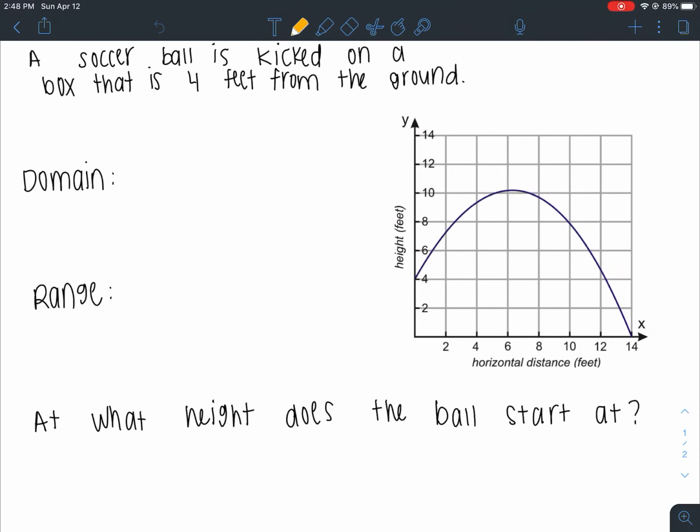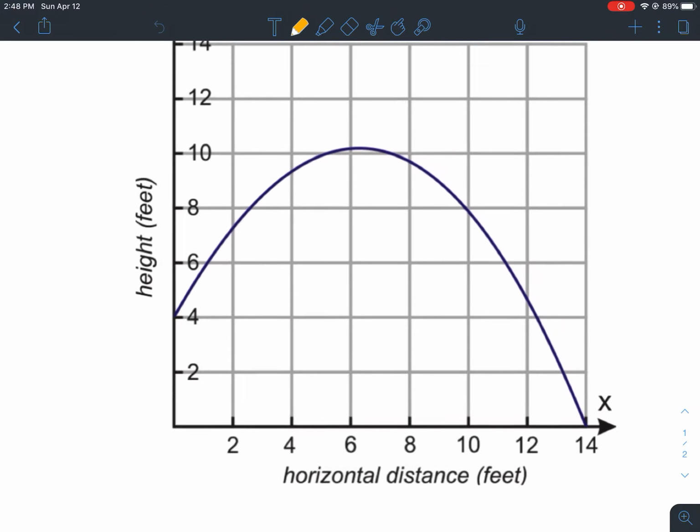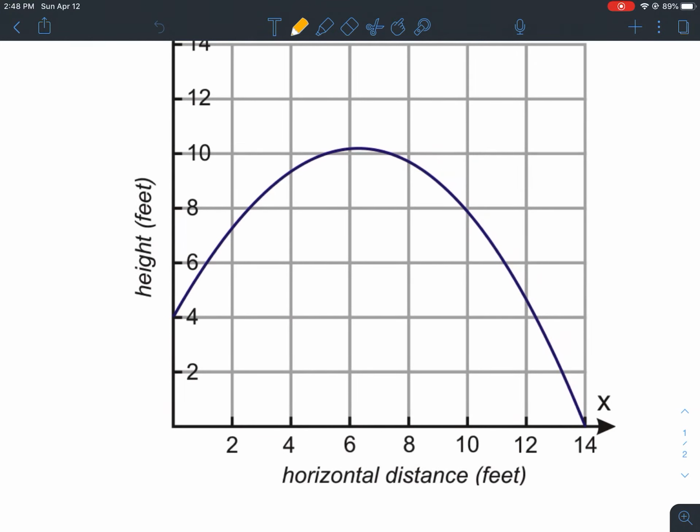Whereas in real life, when we're throwing a basketball, kicking a soccer ball, or putting a golf ball, these things don't go on forever and ever. Once you hit it, eventually it's going to hit the ground or it's going to stop. So in this problem, a soccer ball is kicked on a box that is 4 feet from the ground. If I look at this graph, it looks like the ball gets kicked up in the air and then eventually lands on the ground.